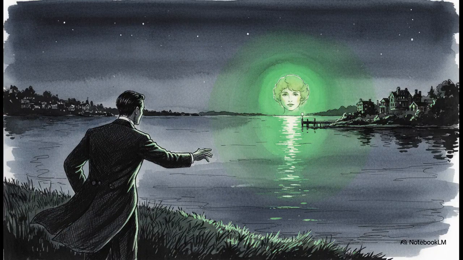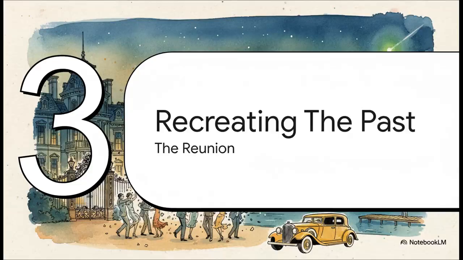Because let's be blunt, for Gatsby, the green light is Daisy. She's the living, breathing embodiment of his dream. She's right there, so close he can see her house, but she's forever just out of reach, across that stretch of water. Okay, next up, recreating the past.